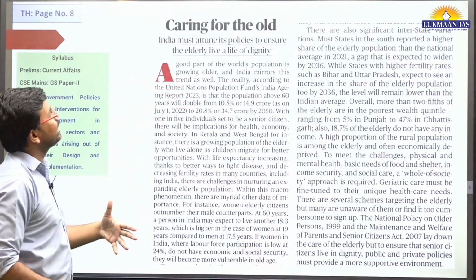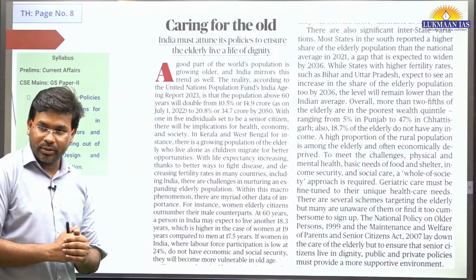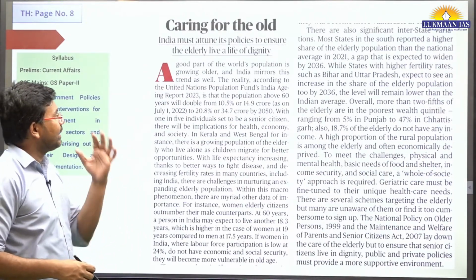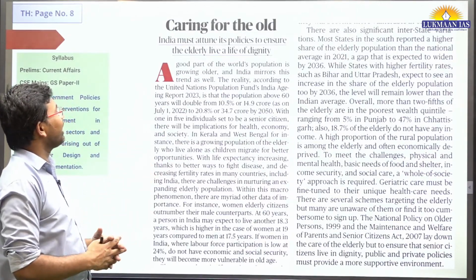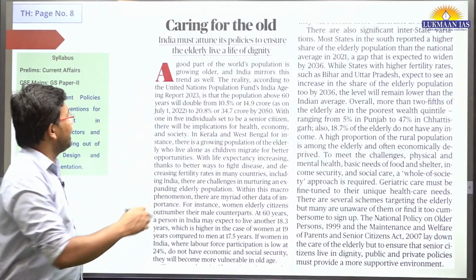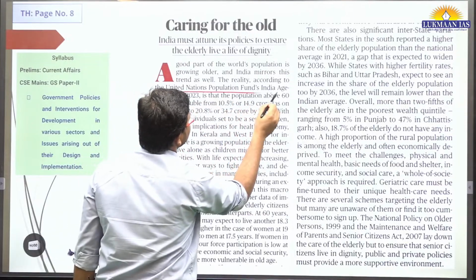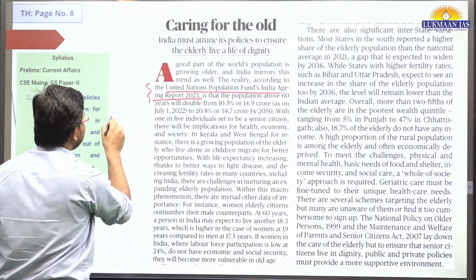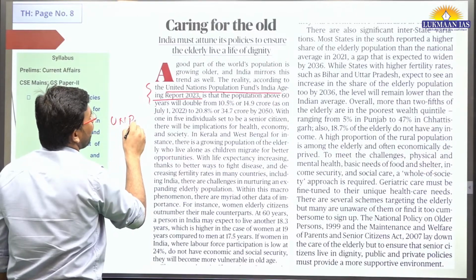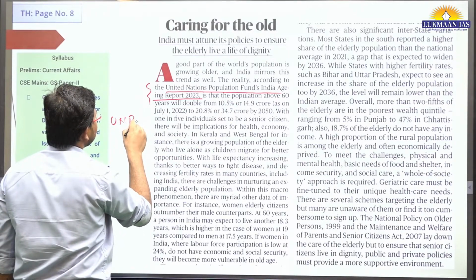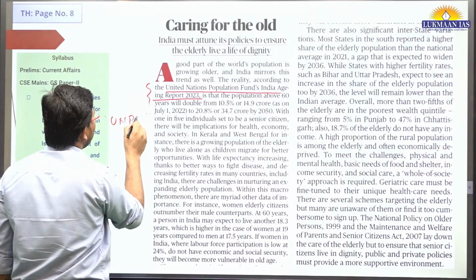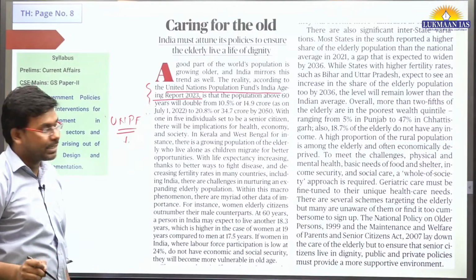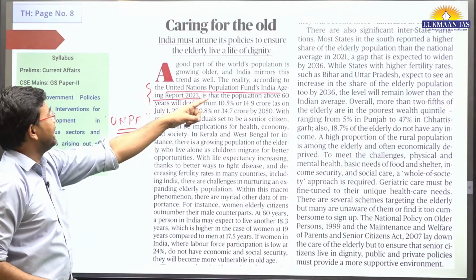Now this article talks about caring for the old. So this is related to Indian society. Why caring for the old? Because recently a report was published. It is known as the United Nations Population Fund's India Aging Report. Okay, which organization? United Nations Population Fund. I'm just writing UNPF. So the United Nations Population Fund has released a report. This is known as the India Aging Report.